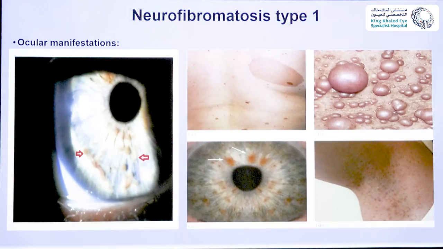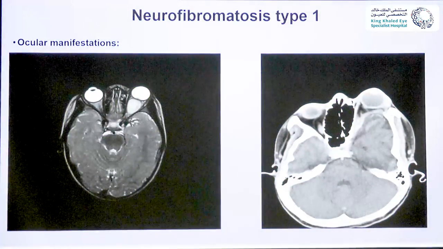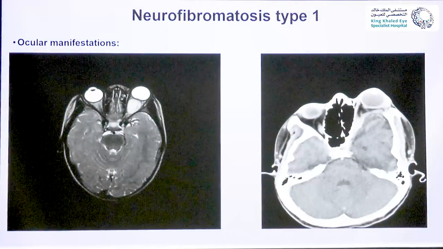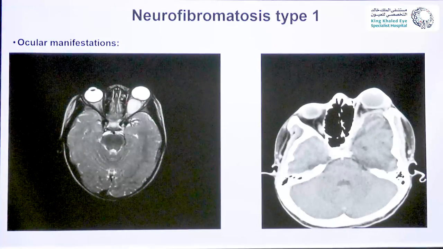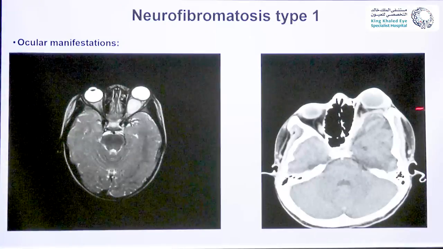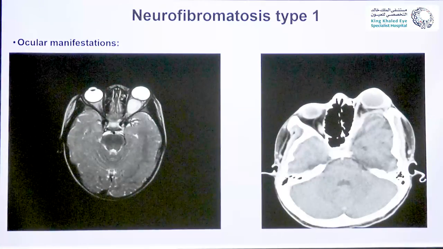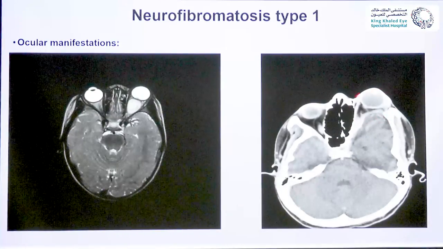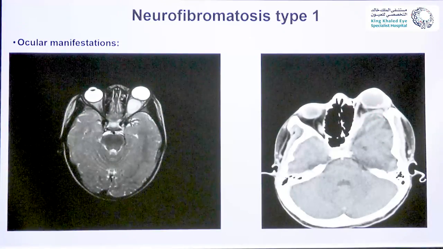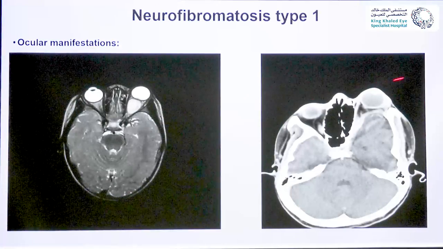So again, just to revise, these are the Lisch nodules, and you already know the skin lesions, caffeolae, neurofibroma, and the freckling. And these are radio imaging. So you can see on the left side, which is the optic nerve glioma, which, as we said, has good prognosis in only 20% of patients. Here, if you can compare, this is the sphenoid, or the greater wing of the sphenoid, and if you compare it to here, it's absent. That's why the globe is proptotic. And by examination, you will notice that the proptosis is pulsatile.